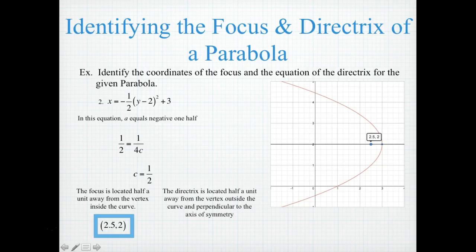Now we find the directrix is located a half unit away from the vertex on the outside of the curve and perpendicular to the axis of symmetry. So that's what the equation looks like, and that's going to take the equation of x equals 3.5.